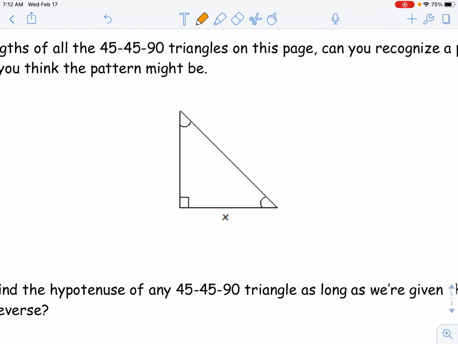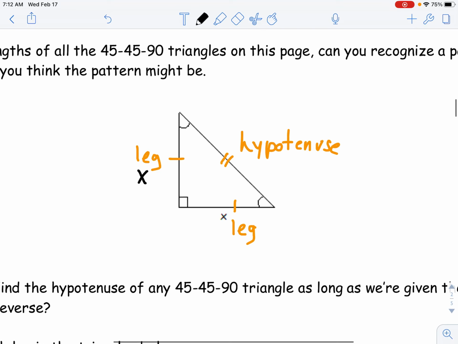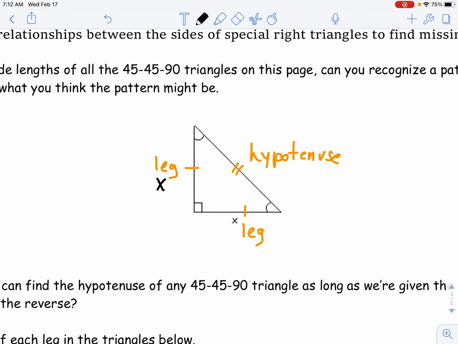All right, so what we got, this is a leg, this is a leg, and then this is the hypotenuse. So this might shock you, this might be difficult to comprehend, but the leg equals the leg in this isosceles triangle. And then the hypotenuse, whatever the leg was, the hypotenuse is just that number with a radical 2 at the end.